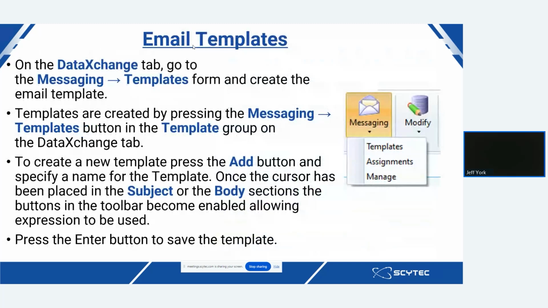Now, the email templates, just to go through the process of where you can find these as well. On the DataXchange tab, go to the messaging templates form, create the email template, and we'll show you this here in the next slide. Templates are created by pressing the messaging template button in the template group on the DataXchange tab. To create a new template, press the add button and specify a name for the template. Once the cursor has been placed in the subject or the body sections, the button in the toolbar will become enabled, allowing the expression to be used along with the variables. Press the enter button to save the template.